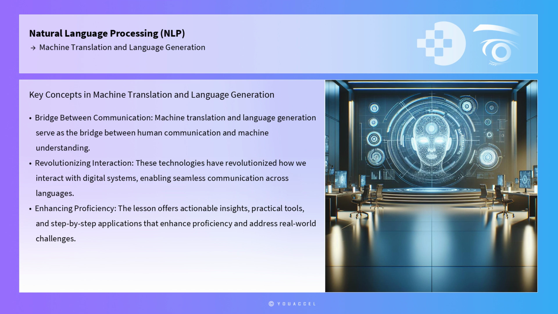Machine translation and language generation are pivotal components of natural language processing, serving as the bridge between human communication and machine understanding. These technologies have revolutionized how we interact with digital systems, enabling seamless communication across languages and the automated generation of human-like text. This lesson will delve into the intricacies of these fields, offering actionable insights, practical tools, and step-by-step applications that enhance proficiency and address real-world challenges.